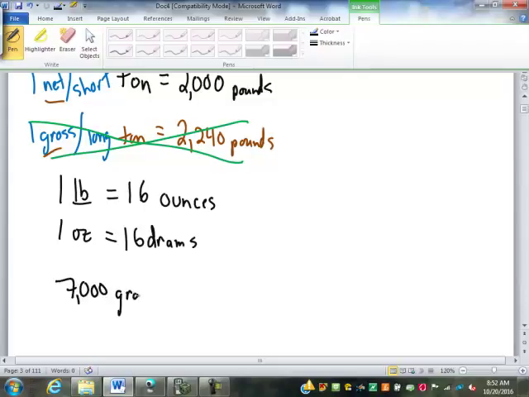7,000 grains is equal to 1 pound. Grains were used for measuring out medication as well. They would prescribe 300 grains of medication or whatever. For guns, have any of you ever reloaded your own shells for guns? You see that those are measured out in grains.